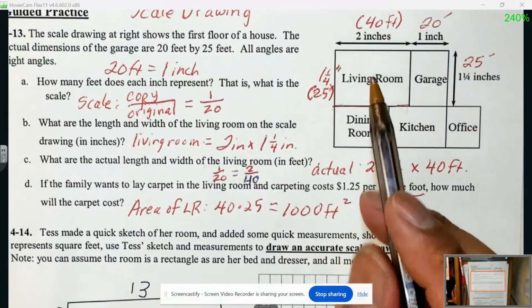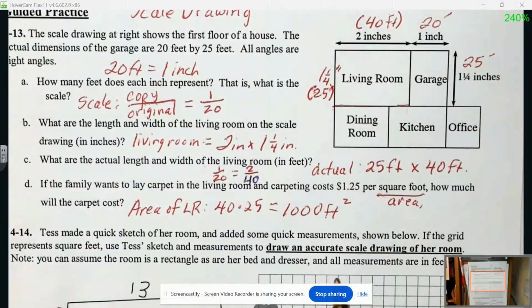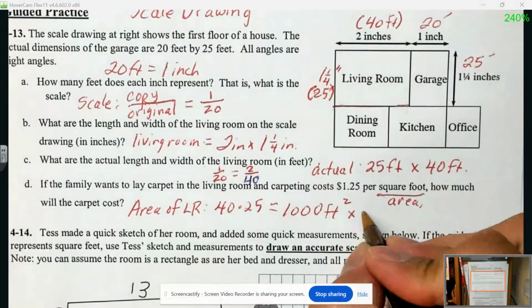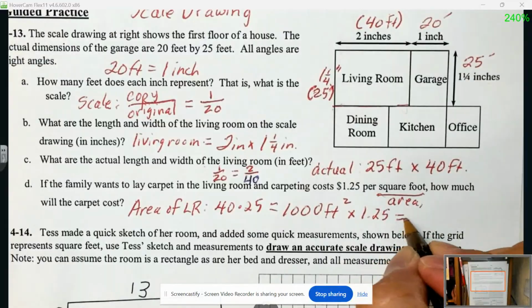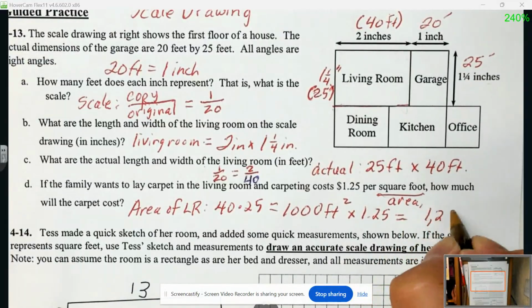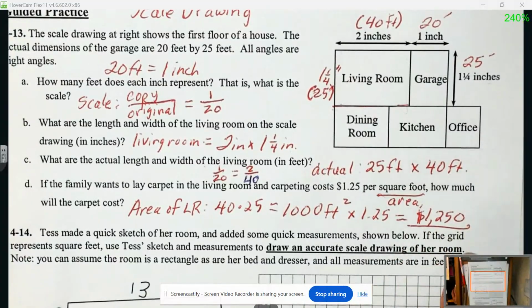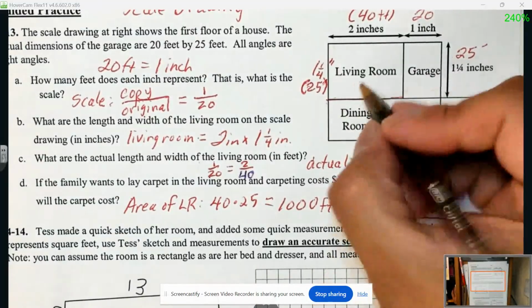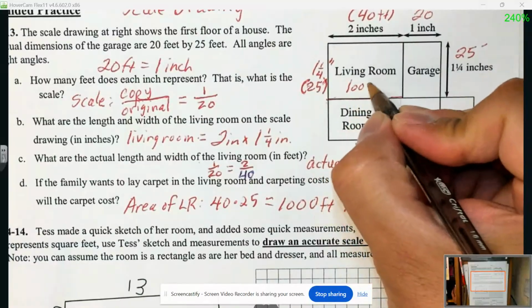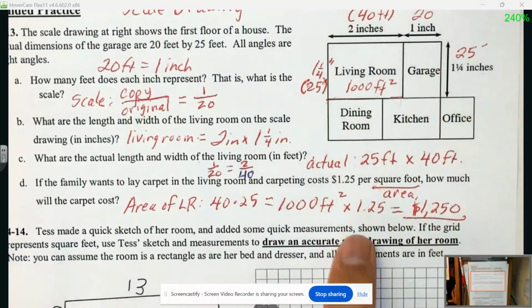So if this is 1,000 square feet, at $1.25 per square foot, we would need to multiply that by $1.25. And that gives us $1,250 for the carpeting of the living room. Right, the area would be 1,000 square feet. All right, so that's how we deal with scale factor.